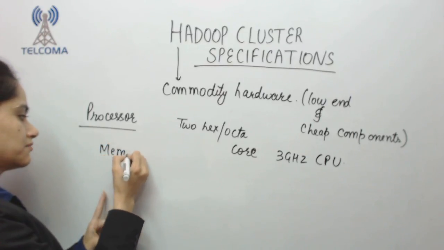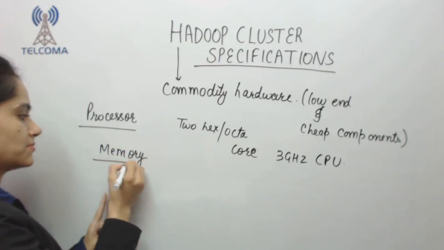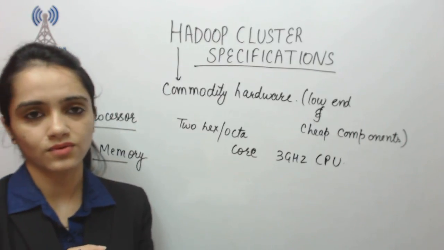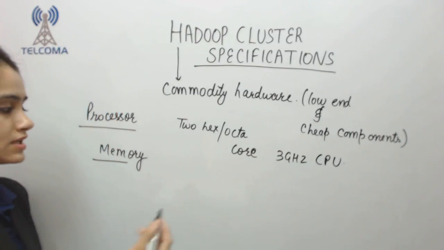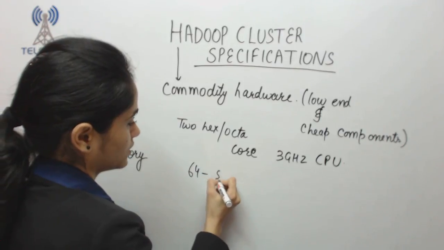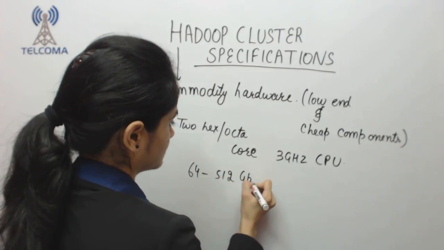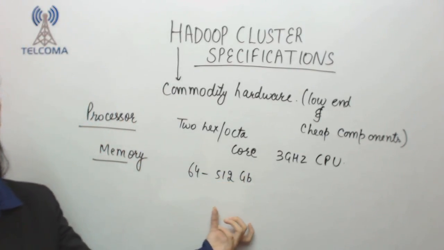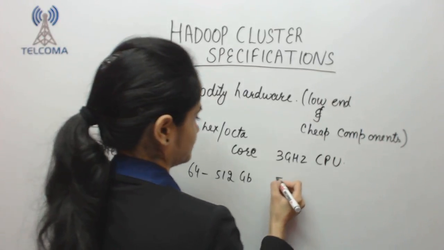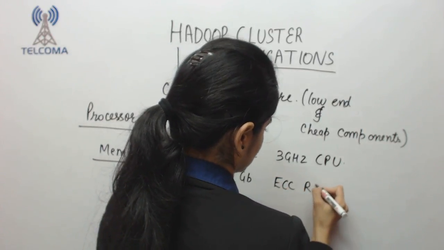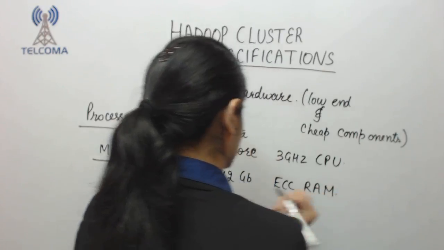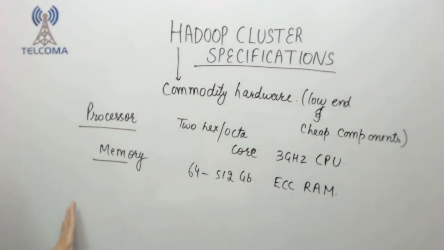The second thing that we require is memory. We require 64 to 512 gigabytes of ECC RAM in case of memory.